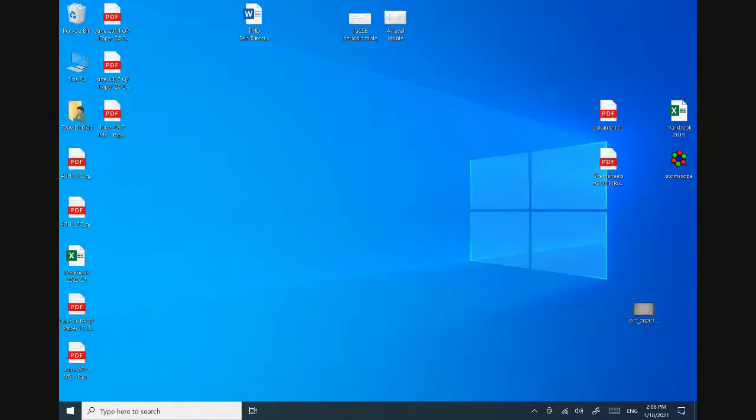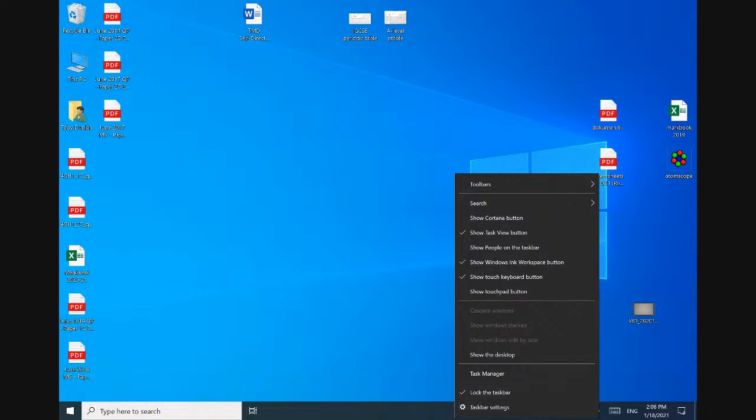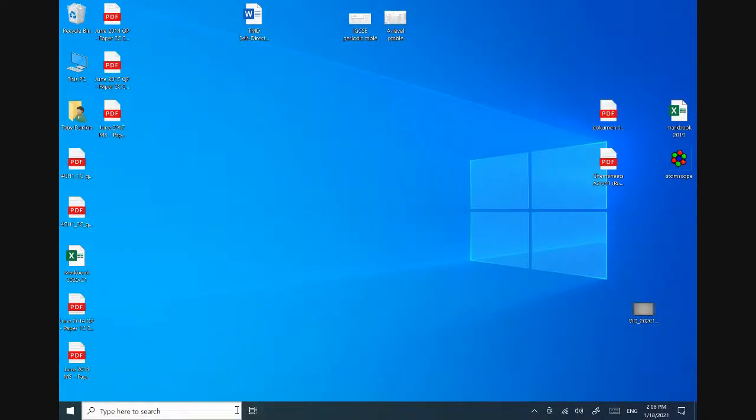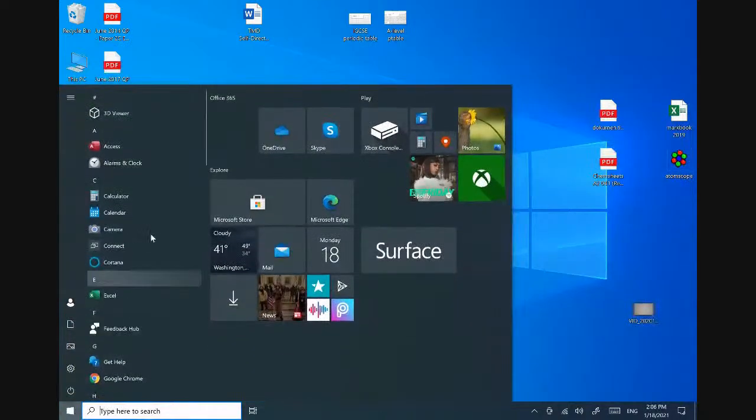Why do I not have any of my tabs at the bottom? Guys, where are my tabs down here? Does anyone know where my tabs have gone?